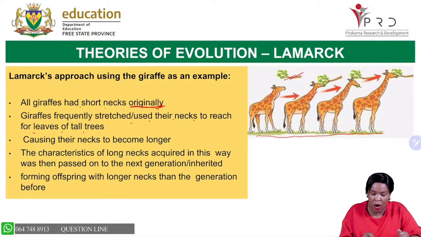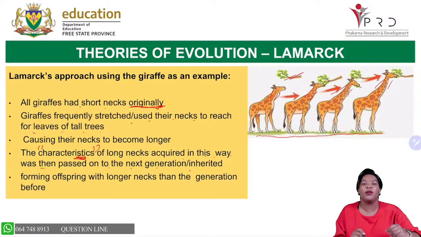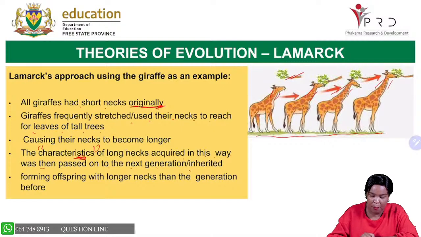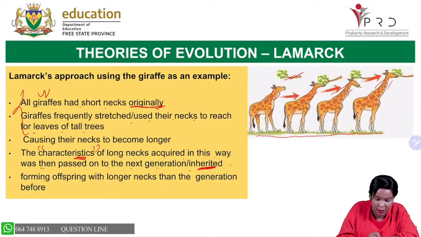Then what's going to happen? The characteristic of long necks acquired in this way was then passed on to the next generation. So they have acquired this characteristic of long necks. Therefore, they are going to pass on this characteristic. Please take note of this here. We are talking about a characteristic, not an allele. So a characteristic is something that is external, on the outside. Then it is passed on to the next generation. Therefore, it is inherited.